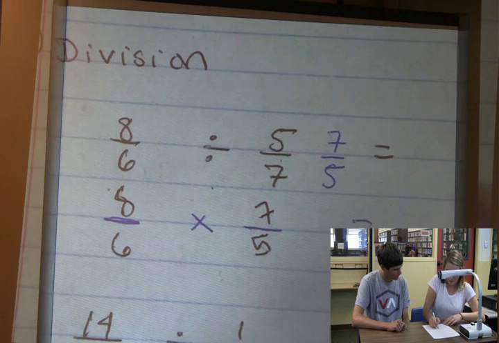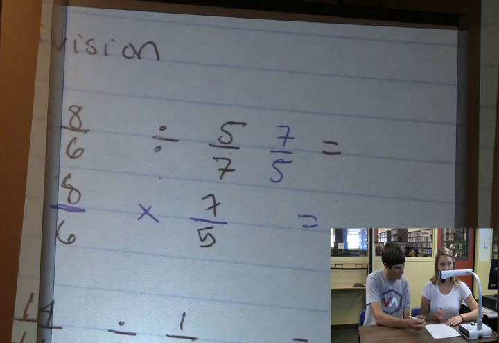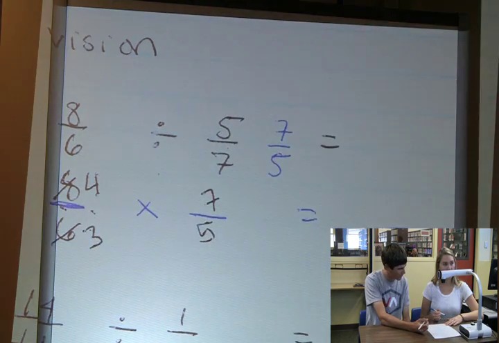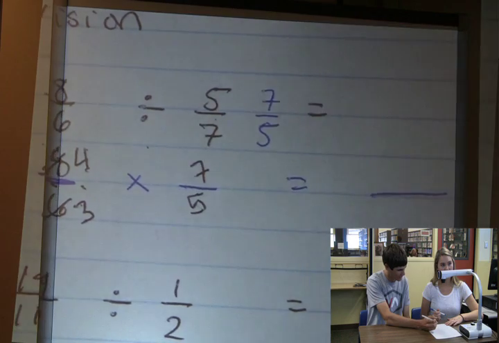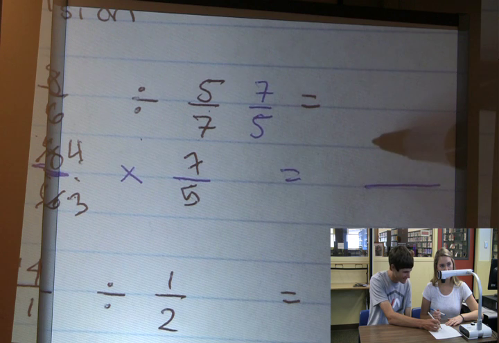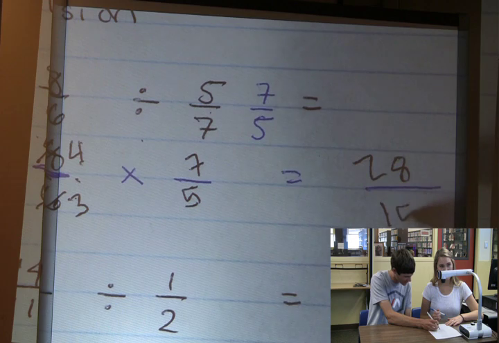So on this line, can you write what you think would be the answer to this? So first you can reduce this though, right? Oh, because yeah, 2 goes into both. Right. So that would be 4, and that would be 3, right? Yeah. So then 4 times 7 is 28. And 3 times 5 is 15.